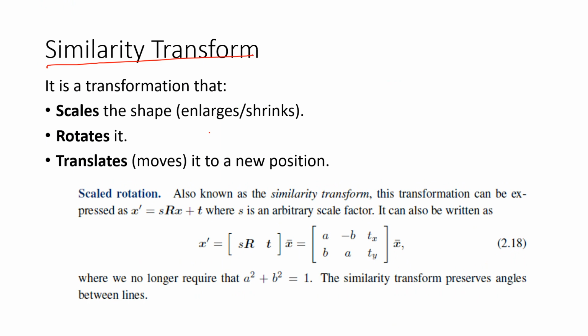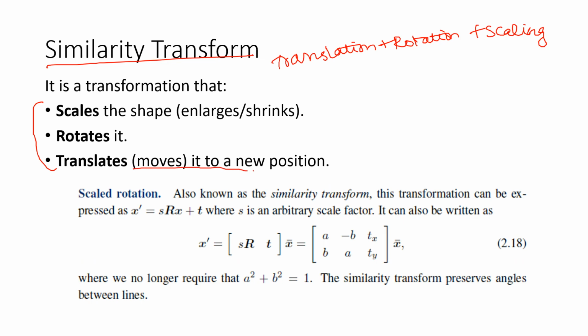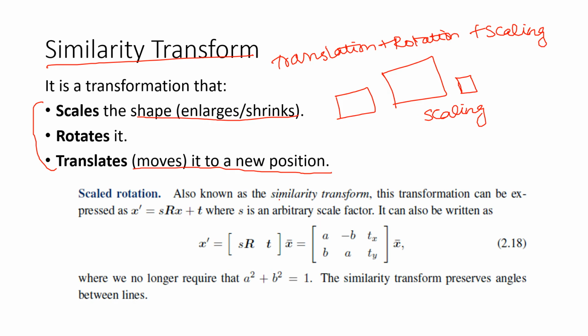So the next one is the similarity transform. Similarity transform means it performs translation, rotation, and in addition to that, it can perform scaling. Translation means we are just moving the shape to a new position. Rotation we know. Scaling means we can change the size. The normal square can be enlarged or it can be shrunk. This concept is known as scaling. So it is also known as a scaled rotation.